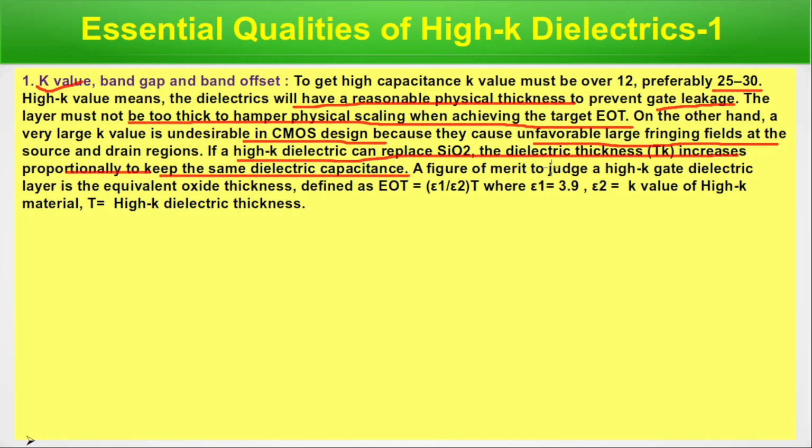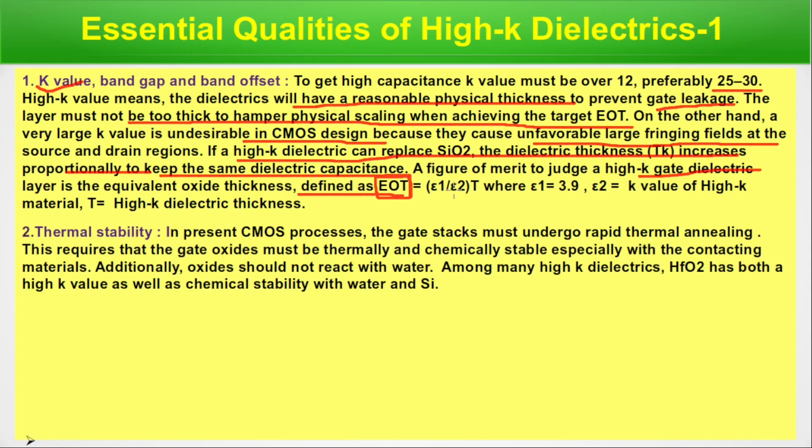A figure of merit to judge a High-K dielectric layer is equivalent oxide thickness, defined as EOT. This is basically a figure of merit. How is it calculated? Epsilon 1 by epsilon 2 into T, where epsilon 1 is 3.9, epsilon 2 is the K value of the High-K material, and T is the High-K dielectric thickness. We put in epsilon 1 and epsilon 2 and we can calculate T from there. Now thermal stability. All the devices are fabricated at high temperature.